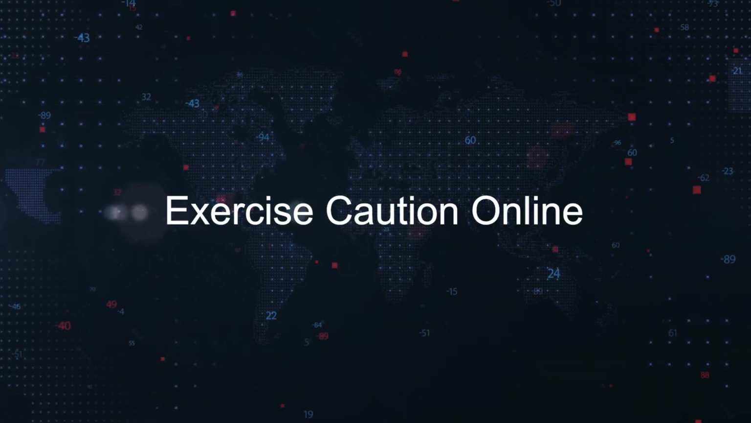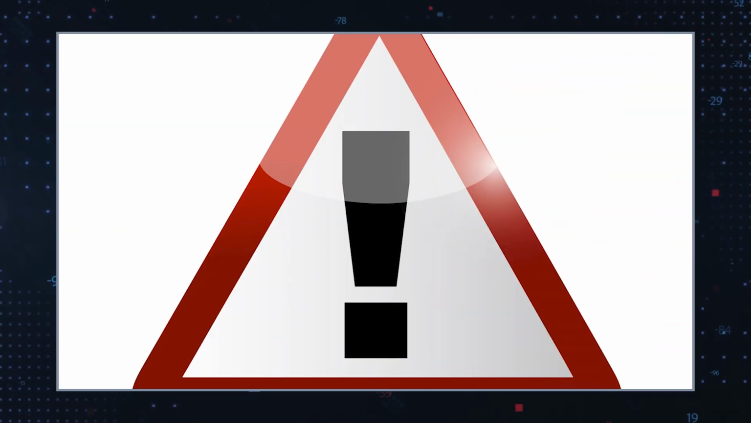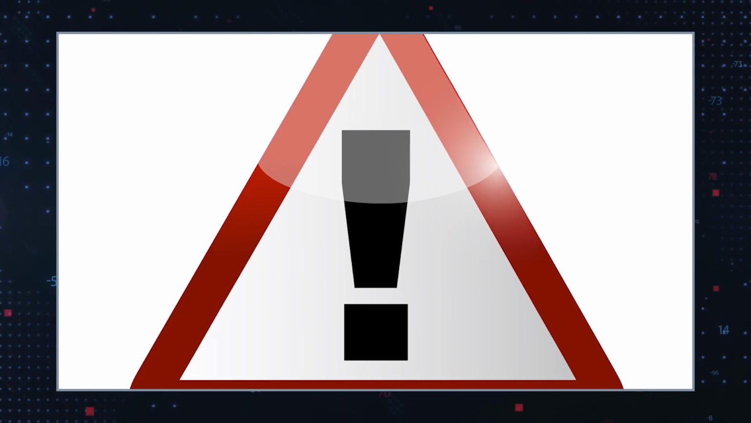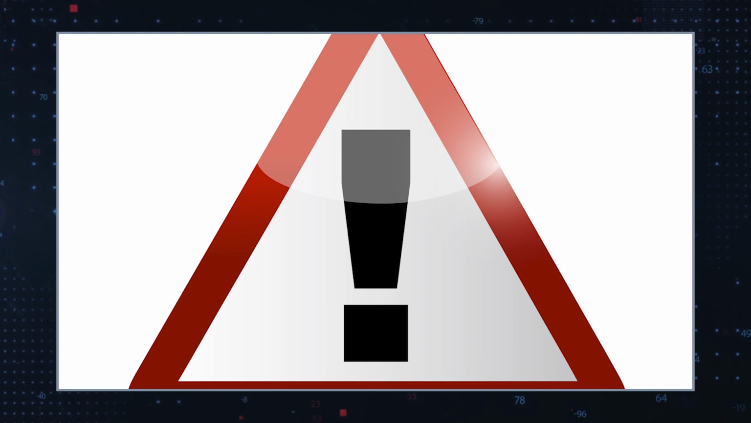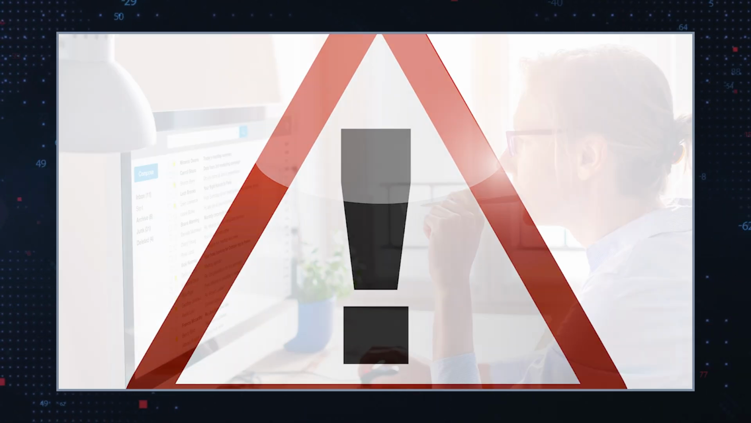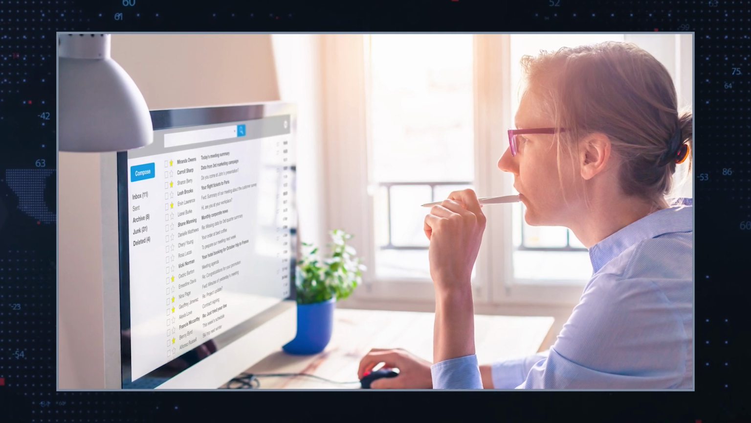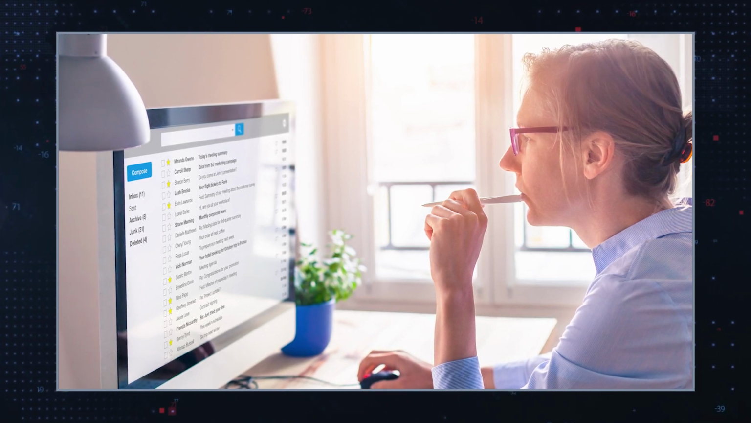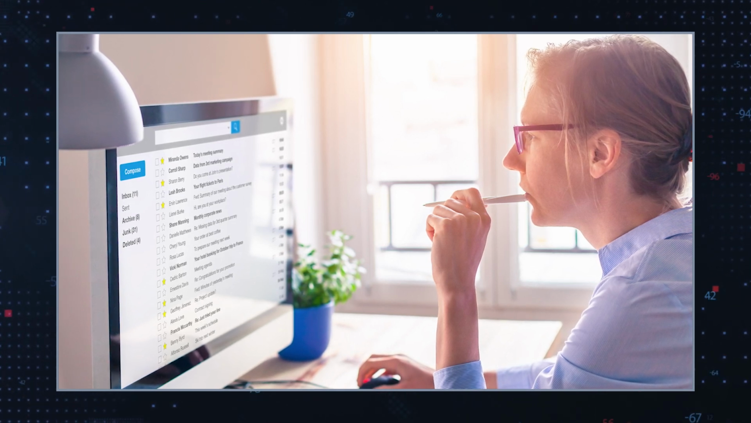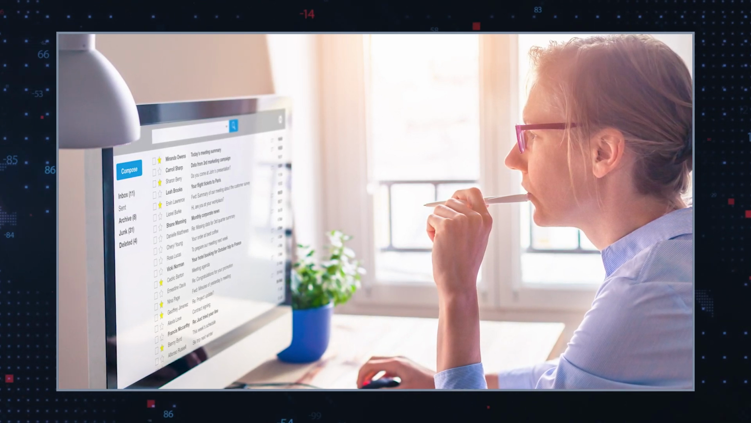Exercise caution online. Exercise caution when browsing the internet and avoid clicking on clickbait links or visiting suspicious websites to mitigate the risk of exposure to rogue platforms like Paraboobs.xyz. Stay informed about emerging threats and cybersecurity best practices to effectively combat the proliferation of rogue websites and protect computer systems from potential vulnerabilities.